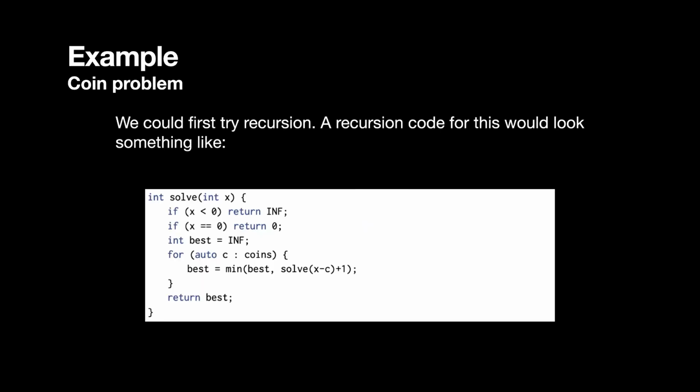We could first try something like recursion. A recursion code for this would look something like this. This is C++. Basically, if the money is less than 0, return infinity, as you can't make negative money with coins. And if the money is 0, then return 0 because we don't need any coins to make 0. And for every money, if it's a positive number, then for all our coins, we just work out the one that's before it.